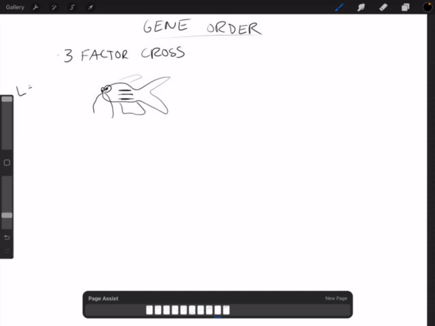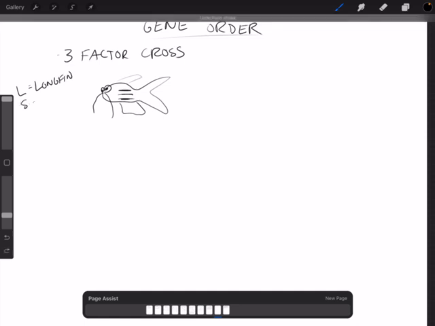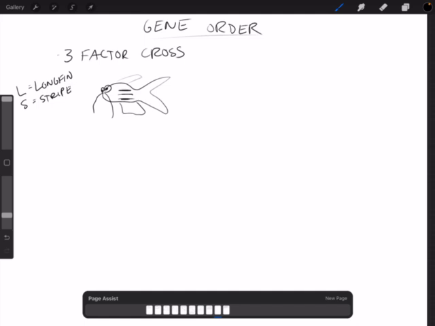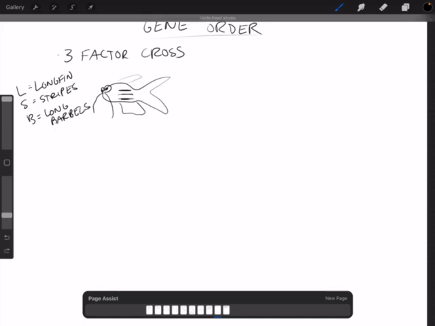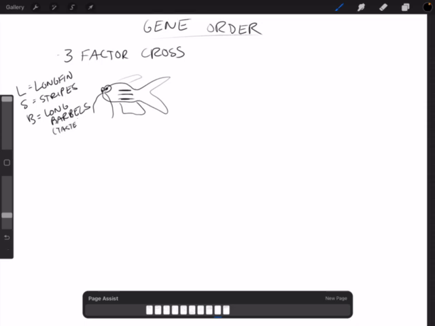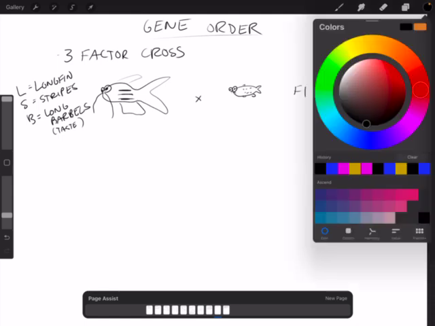So we've got long fin. We have stripes. And we have really long barbels. Okay, that's for taste. And then we'll have a short-finned fish here with spots and tiny barbels. Okay, that's our F1. So now we have 3 genes instead of our 2.